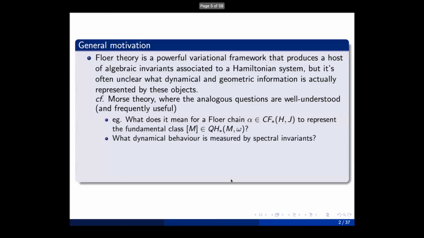More broadly, what kind of dynamical behavior is measured by spectral invariants, right? If I give you a Hamiltonian that is not a C2 small Hamiltonian, and I ask you what are the spectral invariants, what's the barcode of this Hamiltonian dynamical system? Generally speaking, we just don't know.